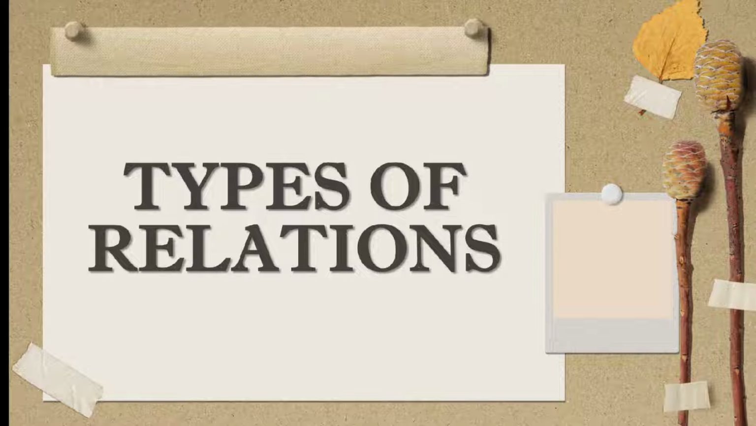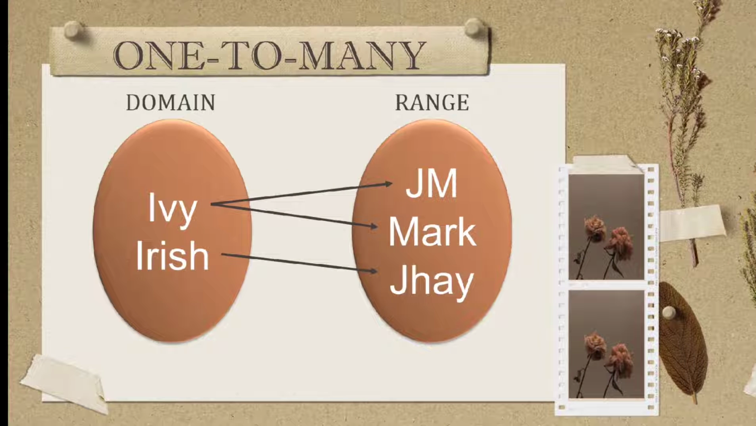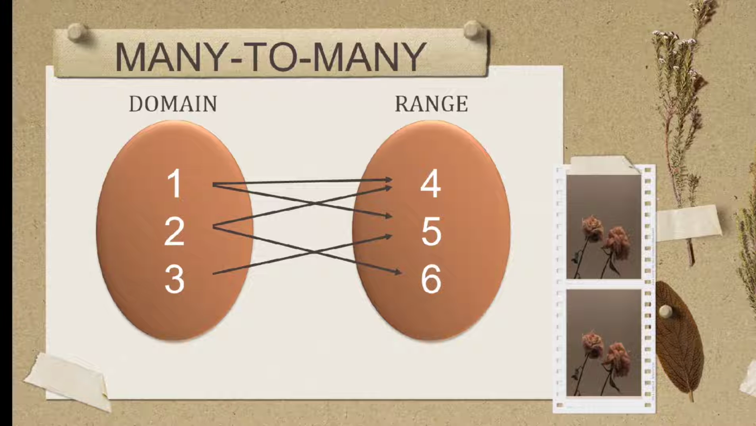Nice. Let's now proceed to the types of relation. These are the 4 types of relation. First is one-to-one relation. One element from the domain is mapped to only one element in the range. Second is one-to-many relation. One element from the domain is mapped to two or more elements in the range. Third is many-to-one relation. Two or more elements from the domain are mapped to one element in the range. And last is many-to-many relation. Two or more elements from the domain are mapped to many elements in the range.